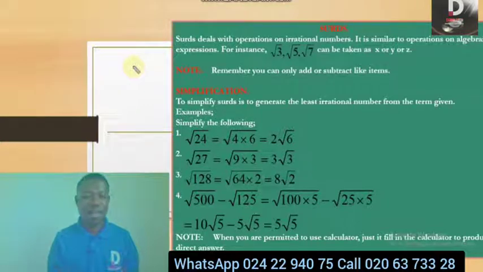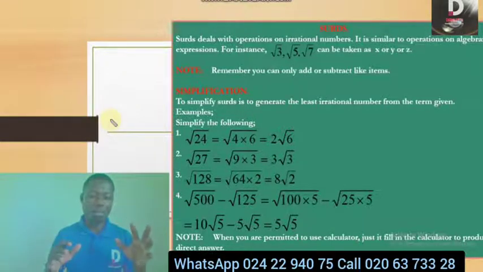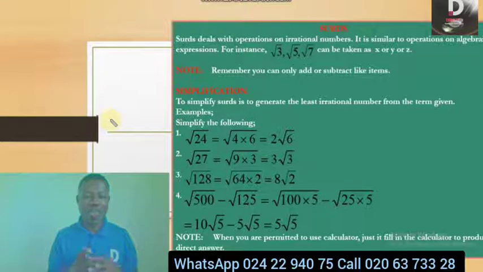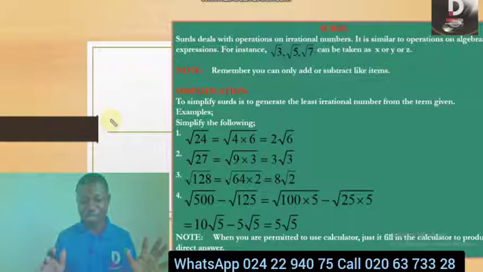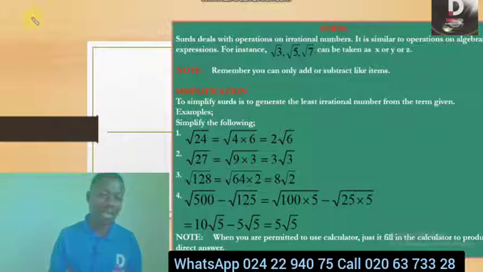...and sets. And this is about operations on irrational numbers. You know irrational numbers, or otherwise you can call them radicals, right? So that is all about sets. We're going to look at their operations, and their operations are just like algebra, right? Just like algebra.